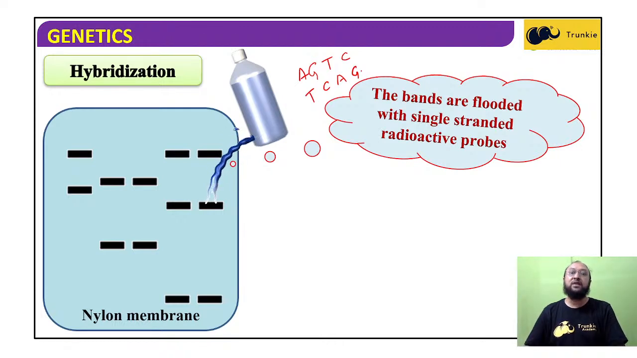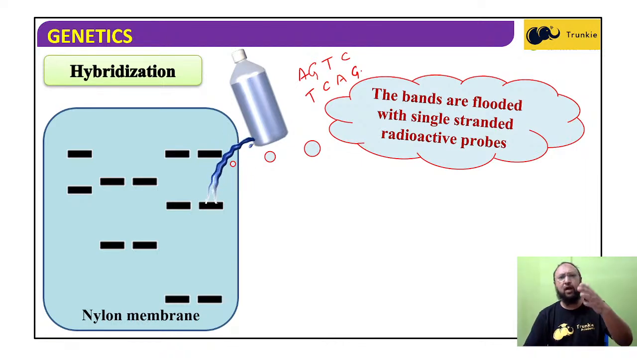So what we'll do with that, we'll provide the band with single stranded radioactive probes, single stranded DNA with radioactive atoms and radioactive substances, so that it will radiate and shine on the radioactive plate, and we will get the actual image. Finally then we can get that.